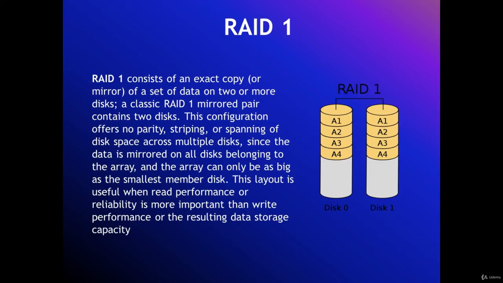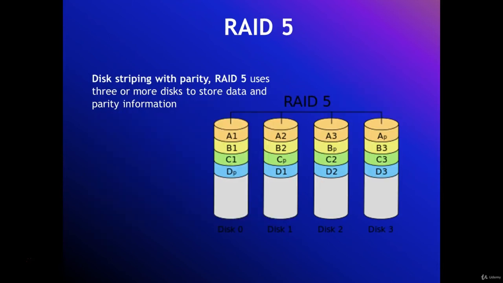RAID 1 consists of an exact copy or mirror of a set of data on two or more disks. A classic RAID 1 mirrored pair contains two disks. This configuration offers no parity, striping, or spanning of the disk space across multiple disks, since the data is mirrored on all disks belonging to the array, and the array can only be as big as the smallest member disk. This layout is useful when read performance or reliability is more important than write performance or the resulting data storage capacity.